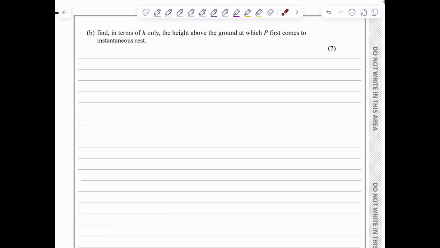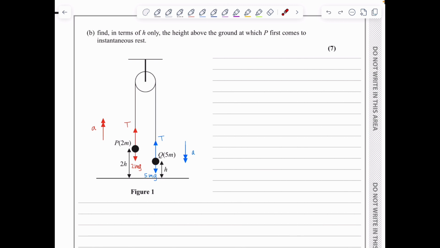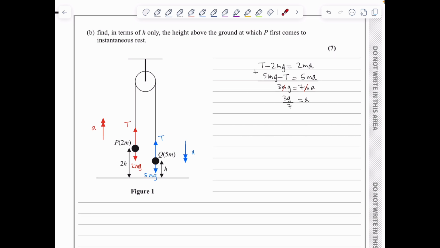Now in part B, we need to find, in terms of h only, the height above the ground at which P first comes to instantaneous rest. So this is the diagram we had before. These are the two equations of motion. I can combine the two together and add them up to eliminate T. This leads to 3mg being equal to 7ma. Obviously the m will cancel out, and therefore we conclude that 3g over 7 is the acceleration. And therefore we can proceed into considering exactly what will happen once the two particles are released from rest.